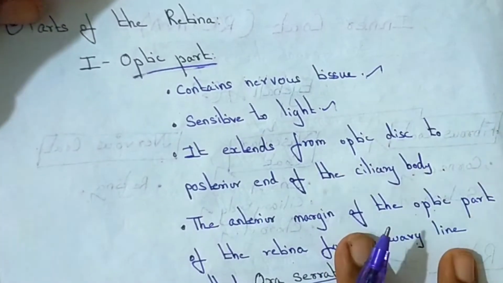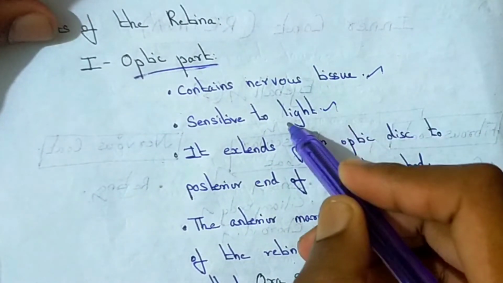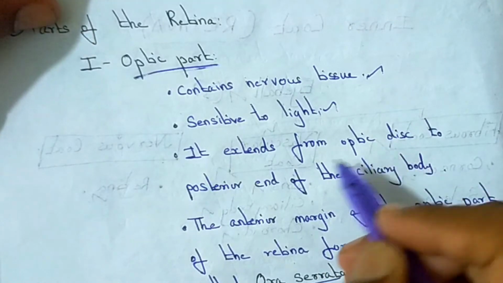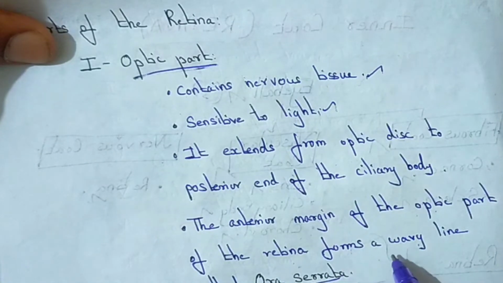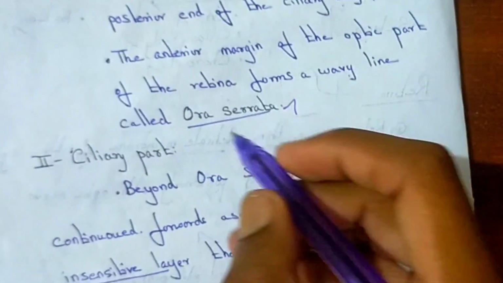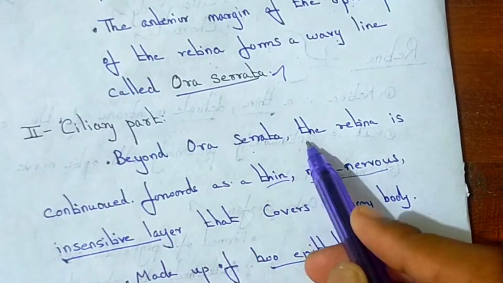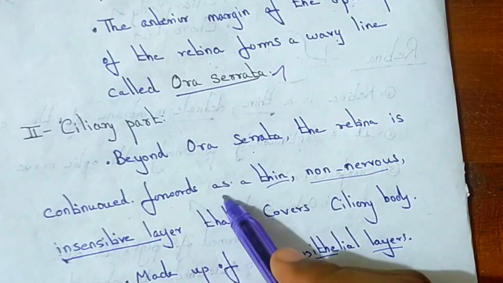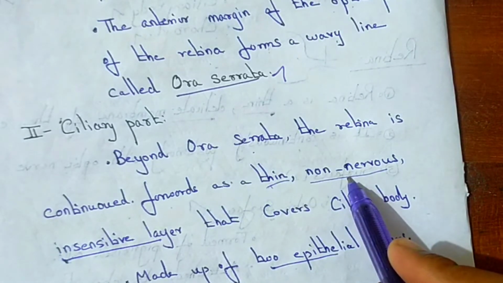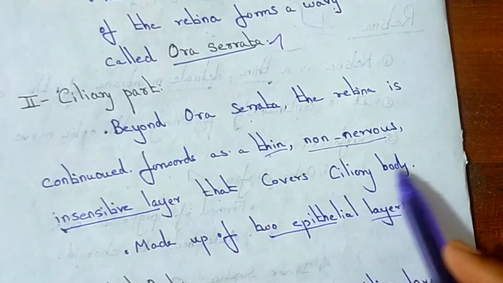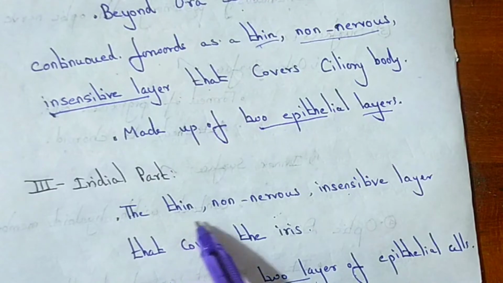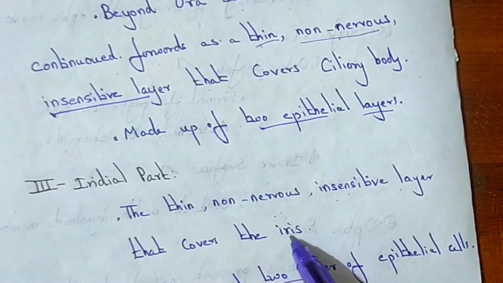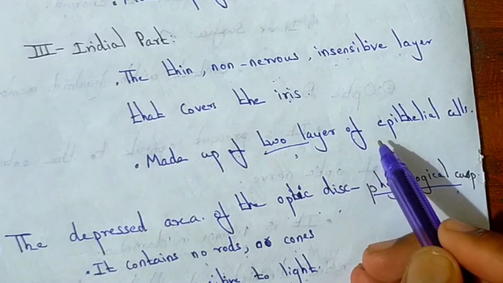Parts of the retina. The optic part contains nervous tissue sensitive to light. It extends from the optic disc to the posterior end of the ciliary body. The anterior margin of the optic part of the retina forms a wavy line called the ora serrata. Ciliary part: beyond the ora serrata, the retina continues forward as a thin, non-nervous, insensitive layer that covers the ciliary body, made up of 2 epithelial cell layers. Iridial part: the thin non-nervous insensitive layer that covers the iris, made up of two epithelial cell layers. This is called the iridial part.